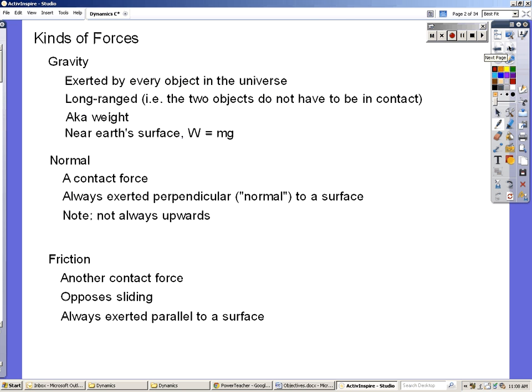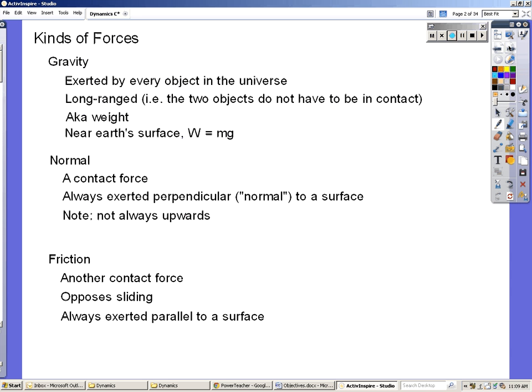Now, the kinds of forces you need to know about. There's gravity. It's exerted by every object in the universe. It's long-ranged, although the farther apart two particles are from each other, the weaker it gets, but there is some gravity at any range. It can reach infinitely far. Sometimes we call it weight, and near the Earth's surface, the weight force, the gravitational force, is equal to the mass of an object times the gravitational field, which happens to be the same thing as the free fall acceleration, but we're going to call it gravitational field in this unit.